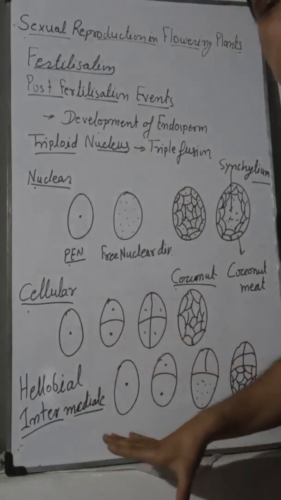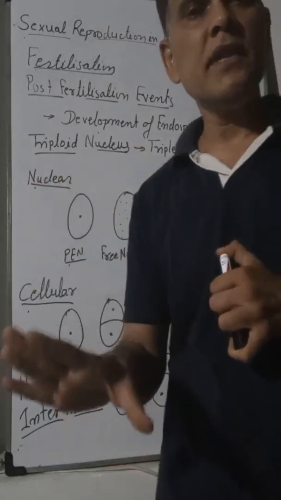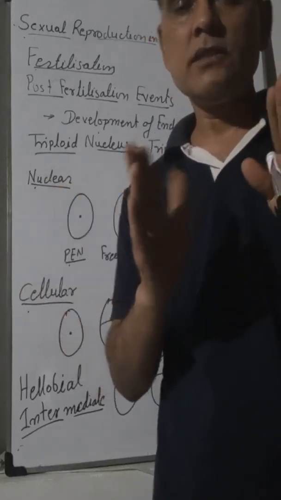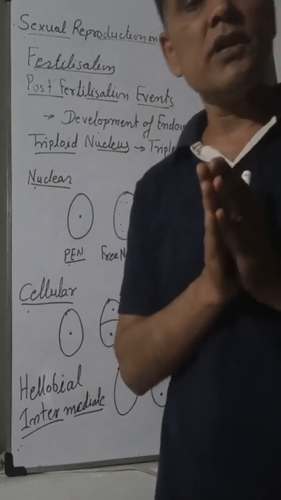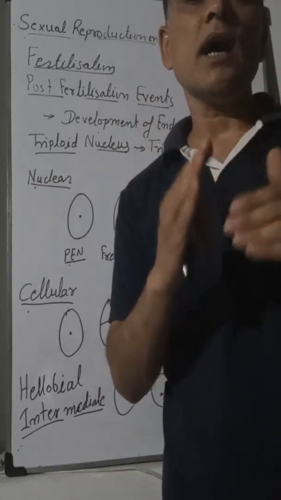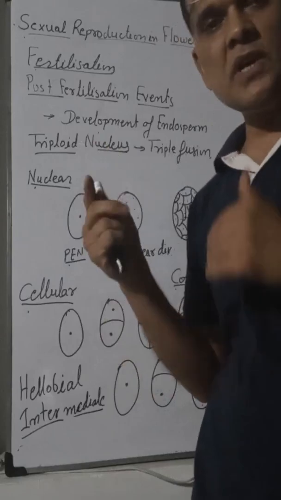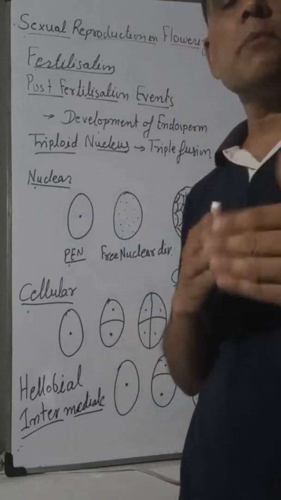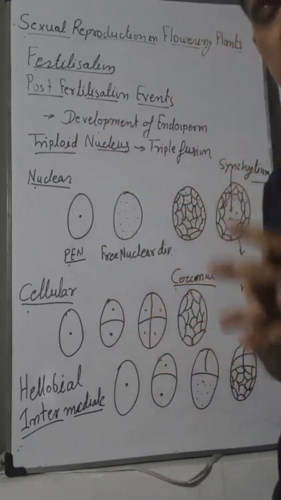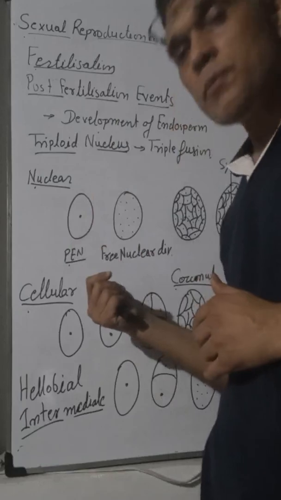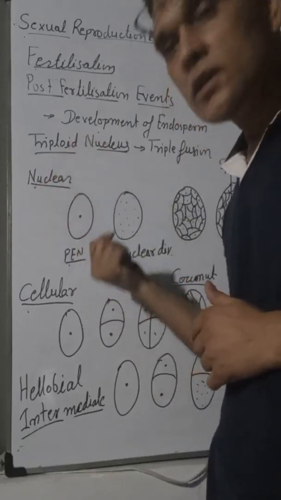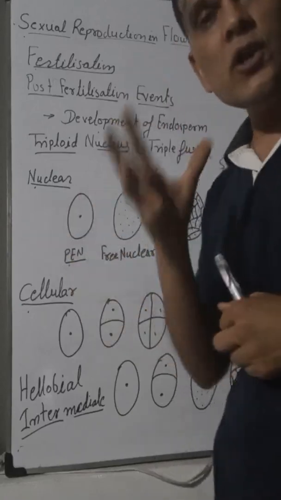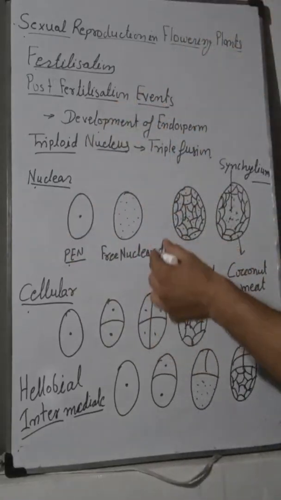These endosperms help in the development of the embryo. Means the embryo will not develop and will stay in the zygote condition. Its development occurs after the development of endosperm. First the endosperm will develop, and then the zygote will develop to form the embryo. The zygote receives nutrition from this endosperm, and the endosperm receives nutrition from the nucellus.